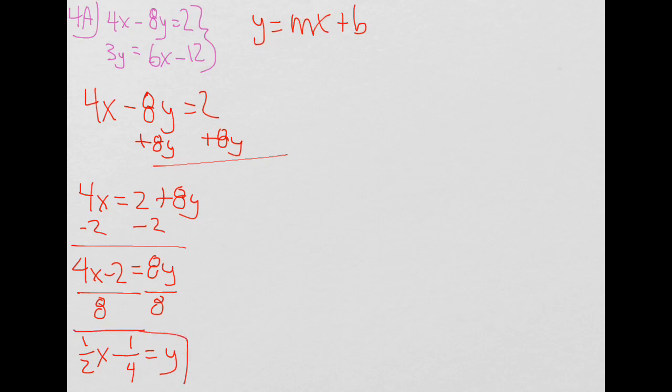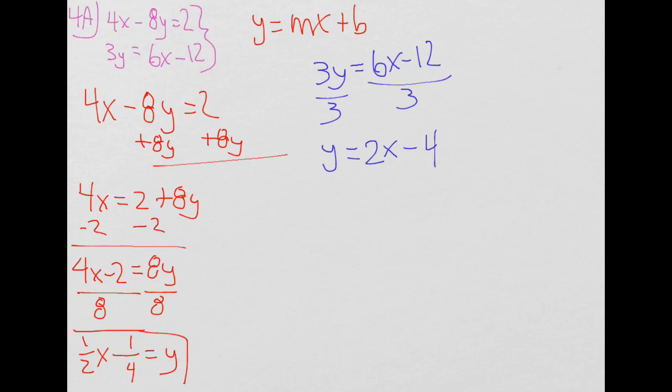Let's do the same thing with the other one now. This one is simpler, just 3y equals 6x minus 12. To solve this for y, all we have to do is divide everything by 3, and we'll get y equals 6 divided by 3 is 2x, minus 12 divided by 3 is 4. So those are my two equations, and now I need to graph this on my calculator.